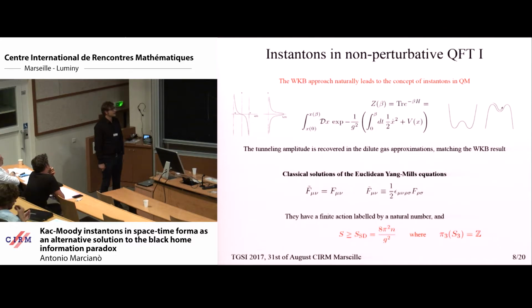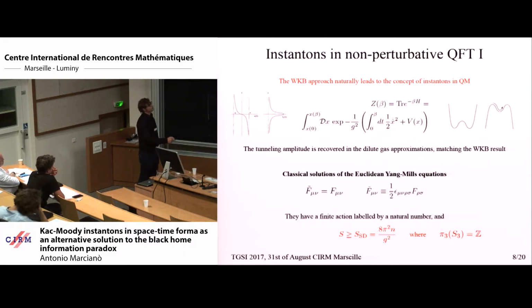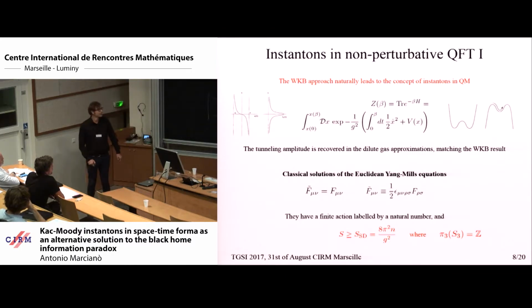So for this one, the instantonic solutions are the ones which are self-dual. Self-dual means that they are solutions of the self-dual constraint, and this is the way in which we define self-duality in Euclidean space-time. Okay?